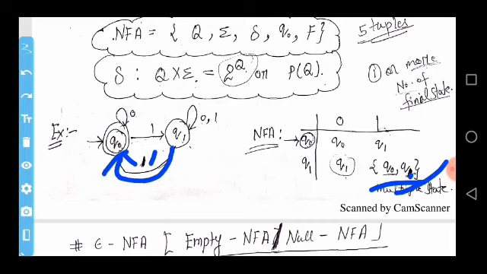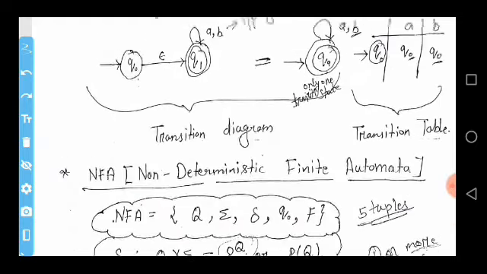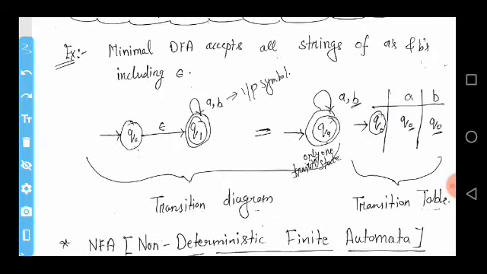So there are multiple states in the case of NFA, and in the case of DFA only one transition state is represented for one input symbol. So you understand very well what the difference between NFA and DFA is.